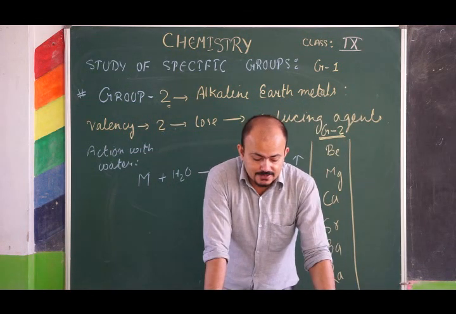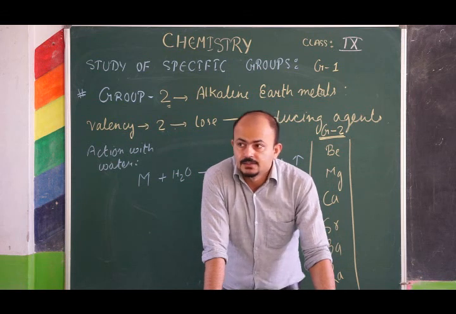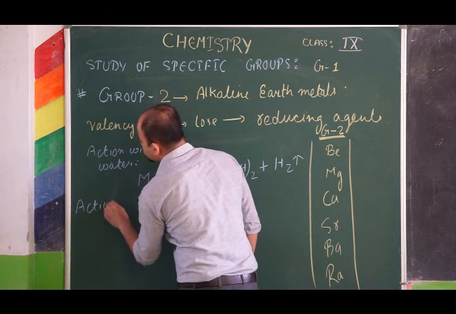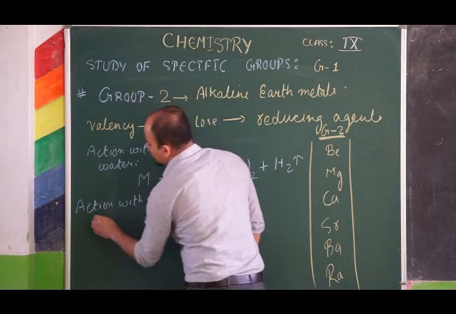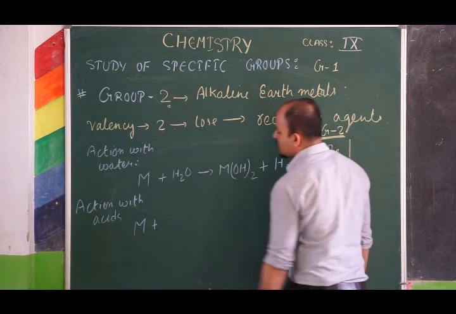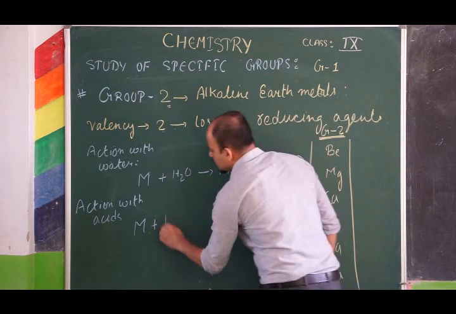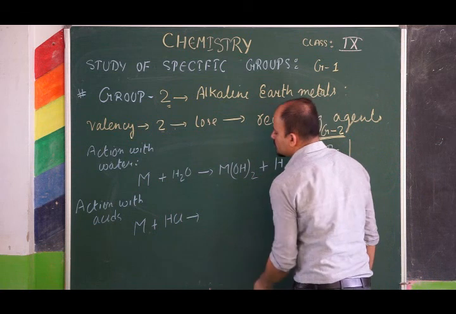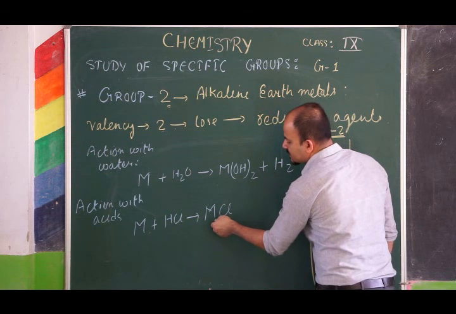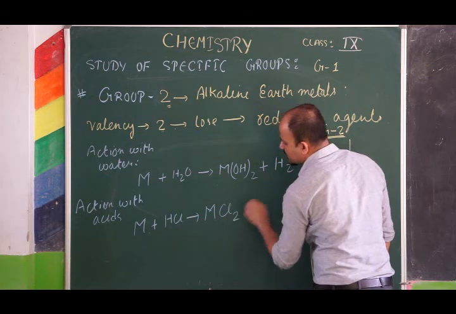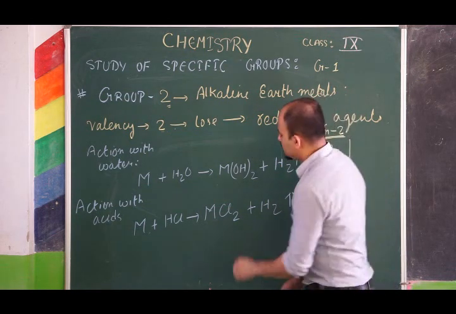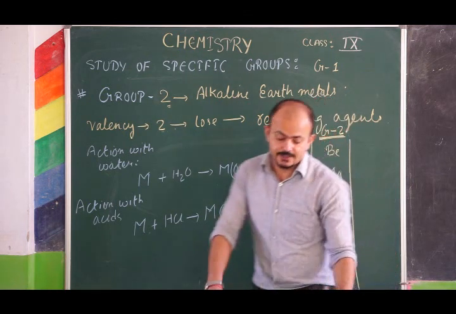Now, action of acid. Here also, it's the same. You will be getting salt plus hydrogen, action with acids. As I told you, this M represents any one of these elements. Please don't be confused. If it is calcium, it will give you metal salt with Cl. Don't forget, valency of group 2 metal is 2, therefore MCl2 plus hydrogen. Okay, this valency part is very important.